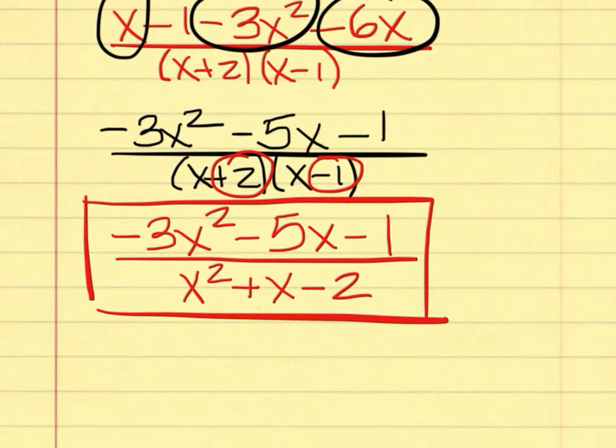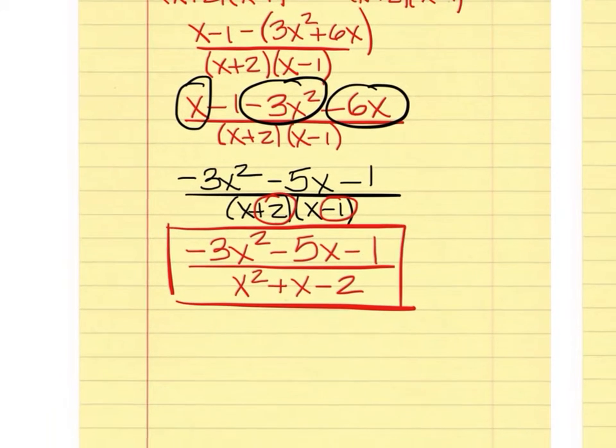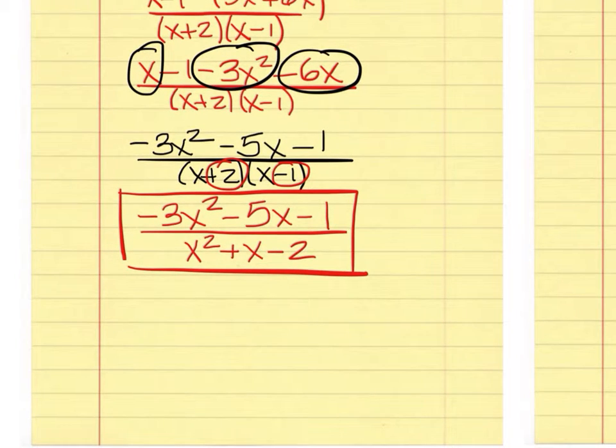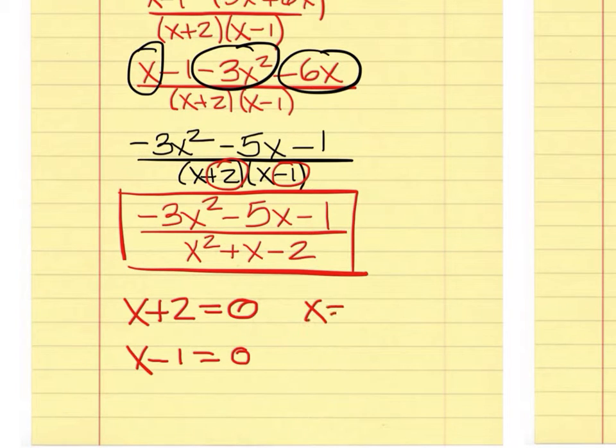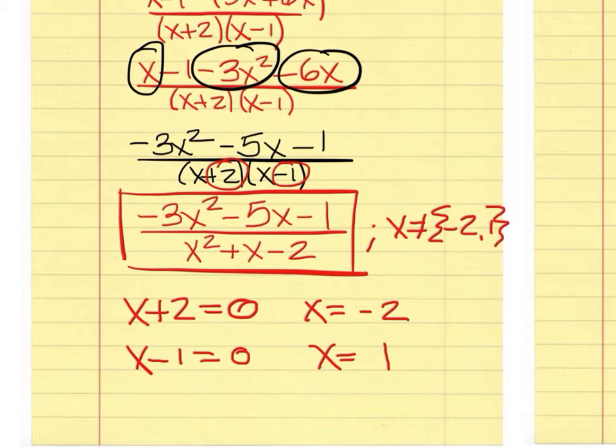That is right. So, on the denominator, we had x plus 2 and we had x minus 1. So we set them both equal to 0 and solve those simple equations to come up with x equals negative 2, x equals 1. So x could not equal a negative 2 or a 1.